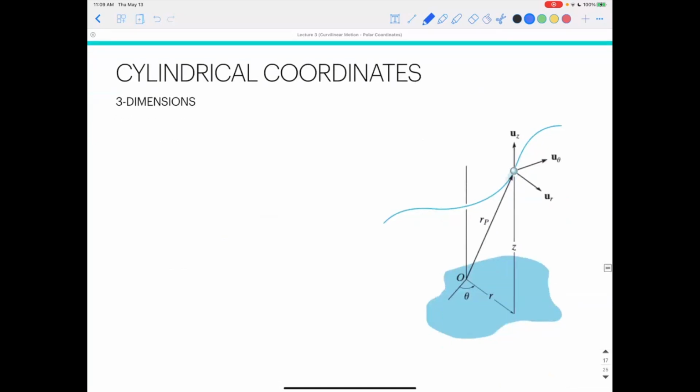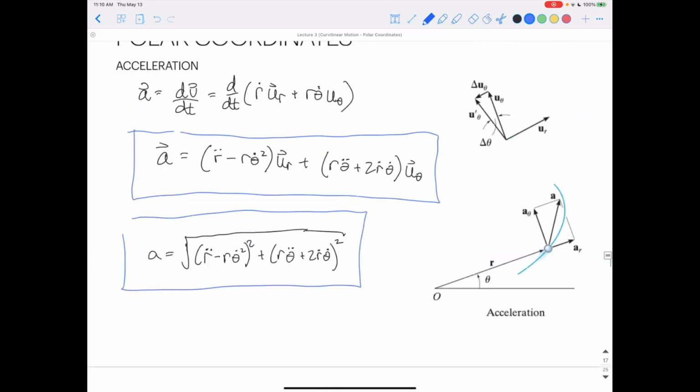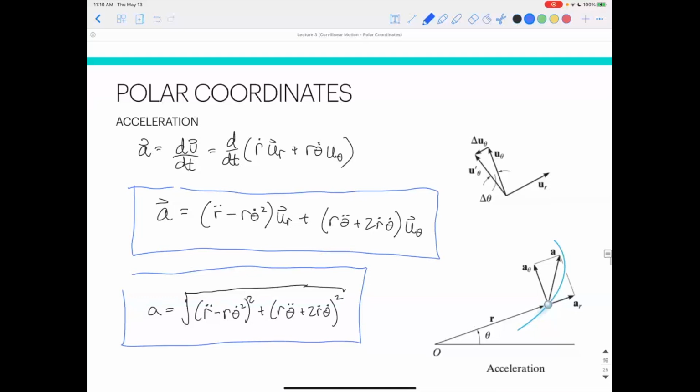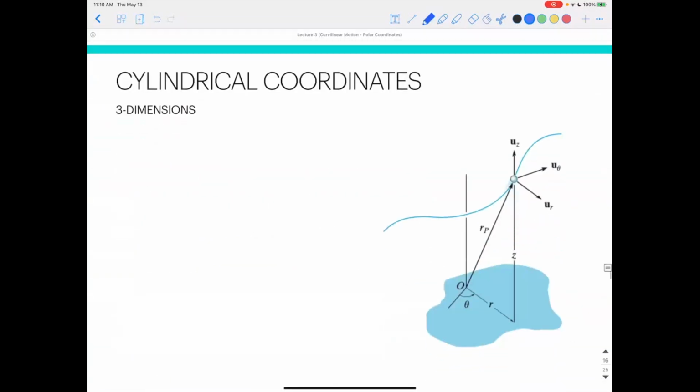If we want to look in 3 dimensions, go back up a second, please. Going back up, yeah. Okay. Okay, thanks, I'm good. Perfect.